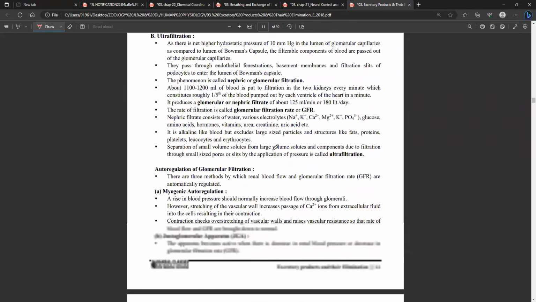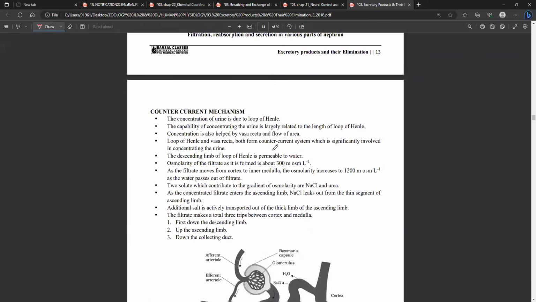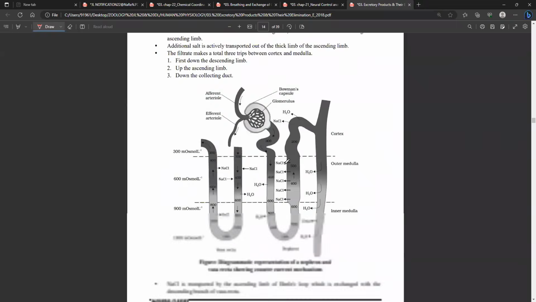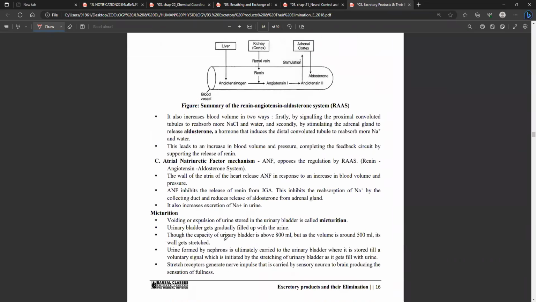Here, what kind of questions can you get, friends? Here you can get questions from hormonal regulation, right? That is the countercurrent mechanism. This is also very important for the exam. We have to read them compulsorily. Then followed by the diseases, which are very common.